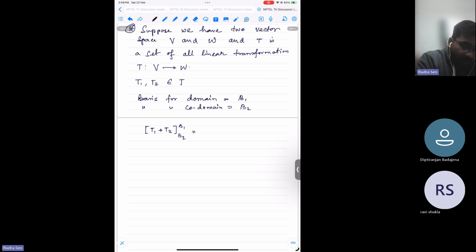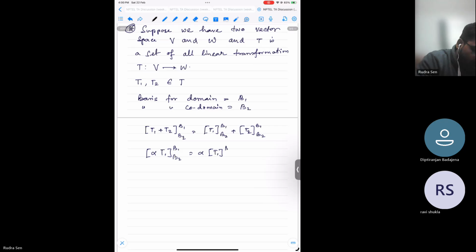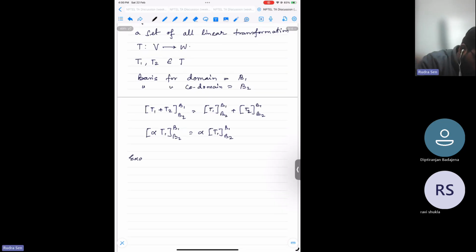From domain to codomain, it should be equal to T(b1) + T(b2), and similarly, for any scalar alpha, T(alpha b1) is alpha times T(b1). Now we will do an example from this.